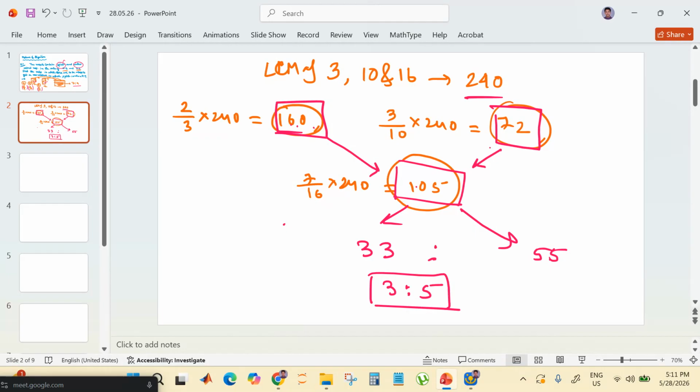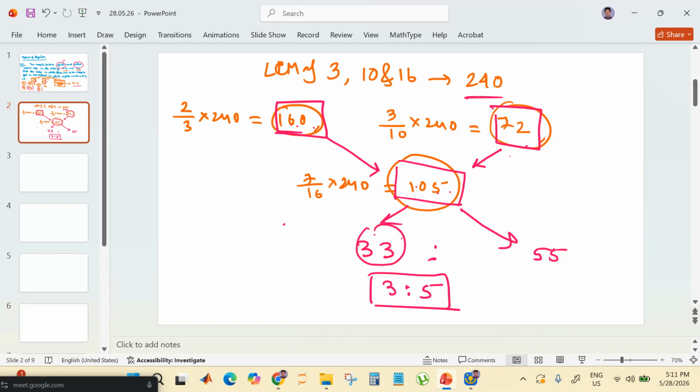And actually not subtraction, it is only the difference, not subtraction. Subtraction and difference are a separate thing, because if you subtract 72 minus 105, it will be negative. But what should be the difference? It is 105 minus 72. That means from the bigger number you have to subtract the smaller number to get the difference. So 105 minus 72, it is 33.